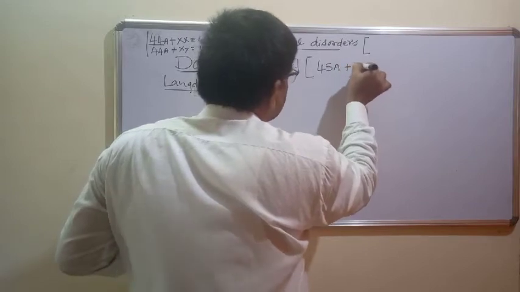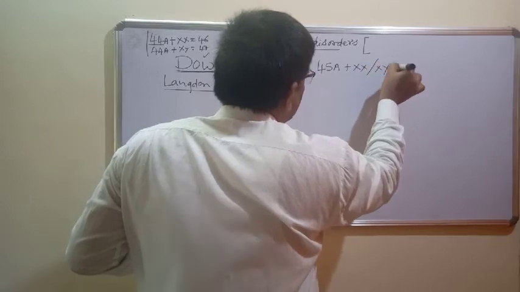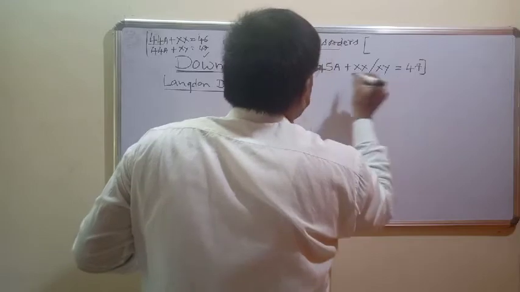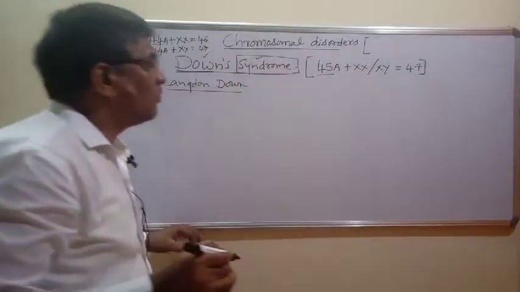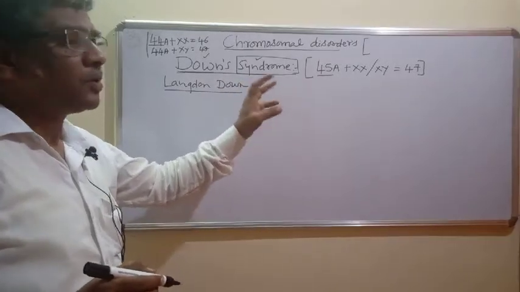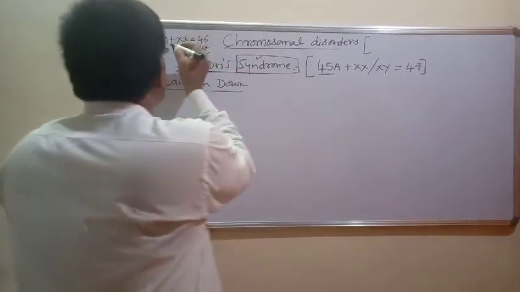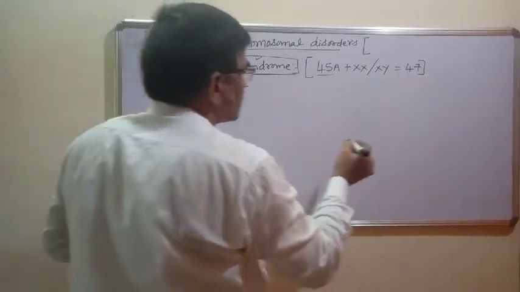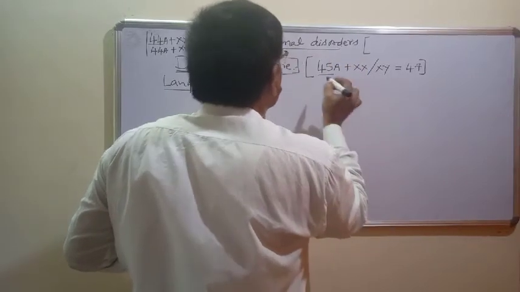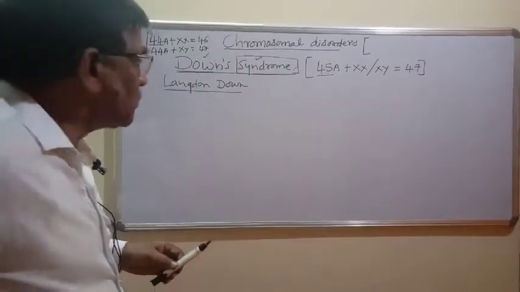Plus X may be present or XY may be present, which makes a total of 47. The chromosome number becomes 47. From 46, one chromosome is increased. There is a gain of a chromosome. Okay, so you know very well there are a total of 22 pairs of autosomes and one pair of sex chromosomes. And one particular chromosome is increased in the 21st set. Therefore, this disease is also called 21 trisomy.